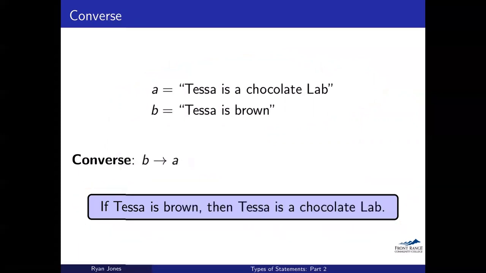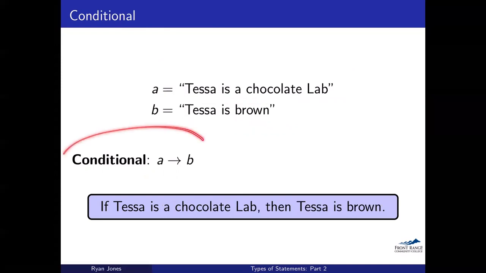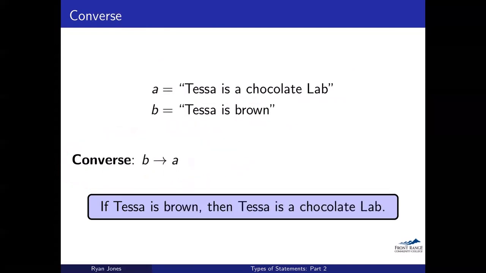Okay. If I tell you to write down the converse to that statement, then you're going to just flip it. Instead of doing A, then B, you're going to do B, then A. So you're going to say, hey, if Tessa is brown, then Tessa is a chocolate lab. And that's the converse of this conditional statement. Sort of like opposite. It's just like, hey, flip the order of things.